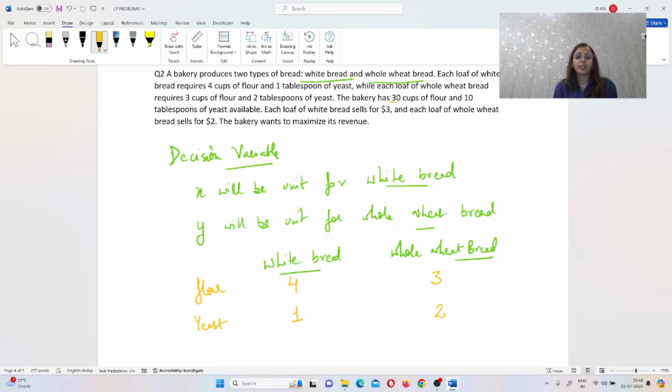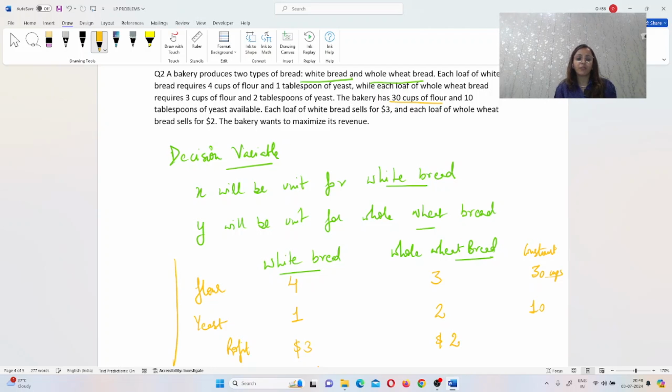The bakery has 30 cups of flour. So we have the limitation here, a constraint. Write it over here as a constraint. How much constraint is there? 30 cups. So over here 30 cups. And for the tablespoons, we have a constraint again, 10 tablespoons of yeast available. And what about the profit? If I'm talking about the sale revenue, the profit for white bread is $3, and the wheat bread always sells at a rate of $2. So this is the information given to you.